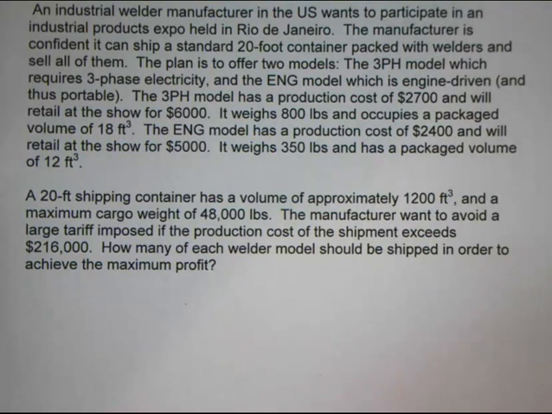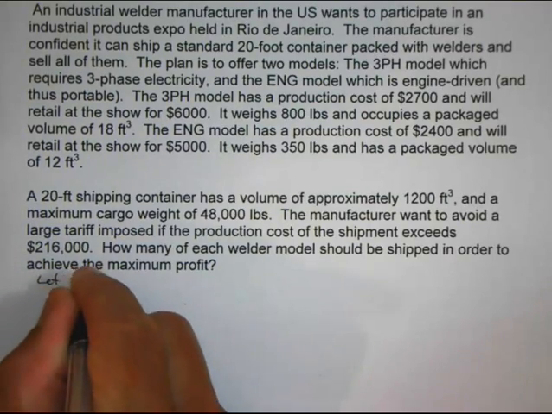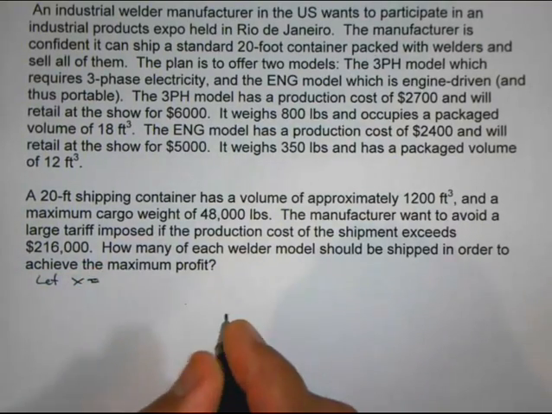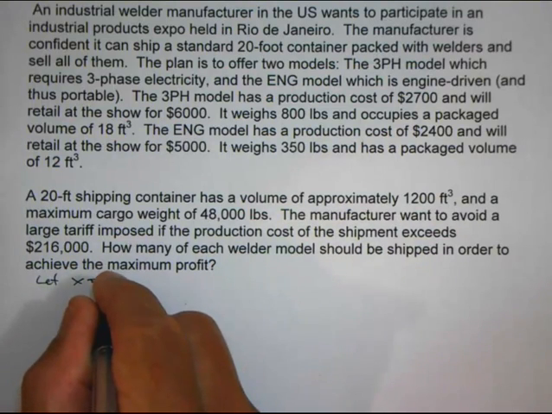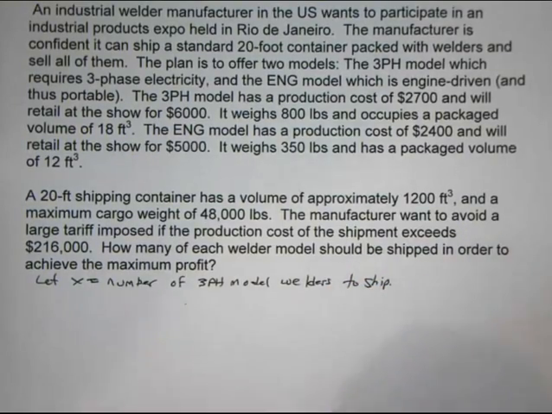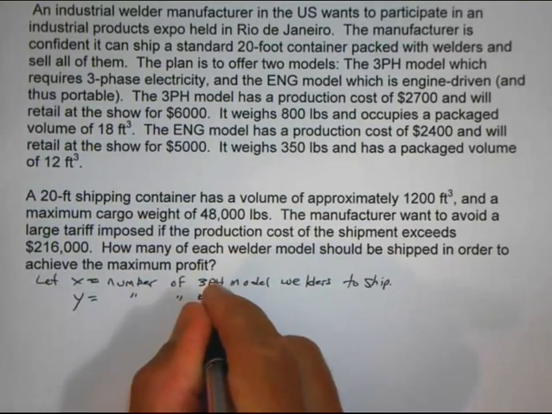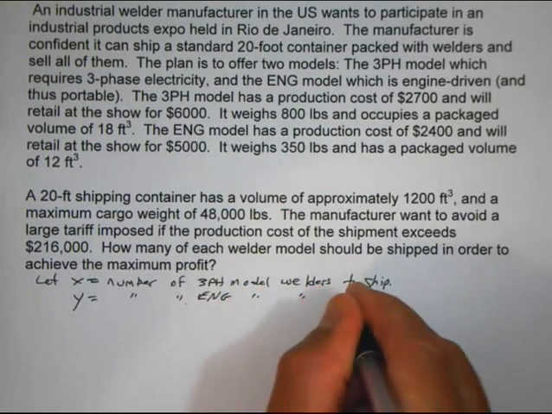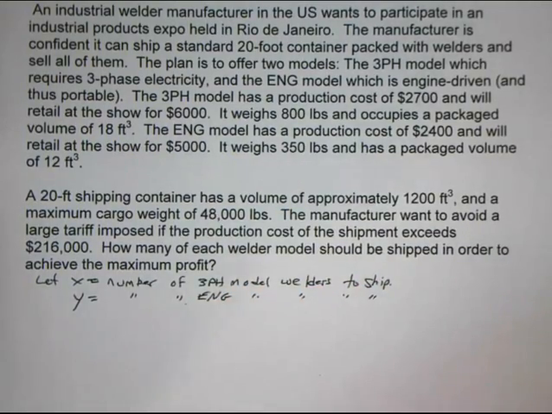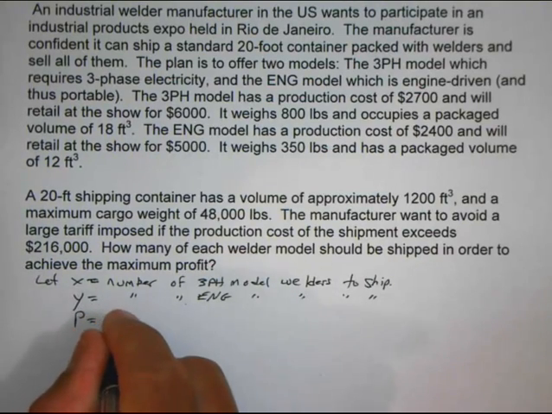Okay, let's see. A couple of variables are surely needed here, and we might start off by letting x equal the number of 3pH model welders to ship, and similarly we let y equal the number of ENG model welders to ship. The most important quantity, I suppose, would have to be that profit. That's what we're trying to maximize here. So we furthermore can let P equal the profit.